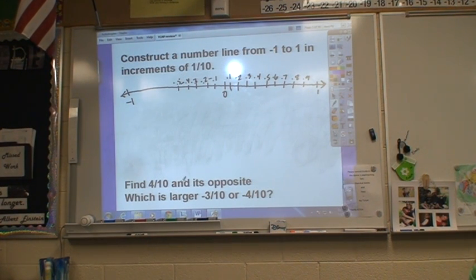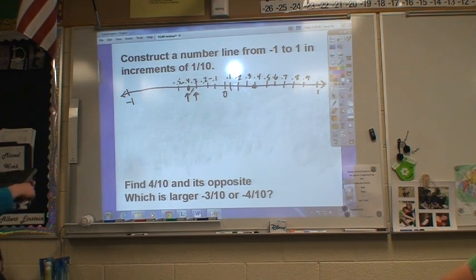So then I'm supposed to find 4/10 and its opposite. Well, here's 4/10. The opposite of 4/10 is a negative 4/10. The next thing it asks me is which is larger, negative 3/10 or negative 4/10. Well, here's negative 3/10 and here's negative 4/10.